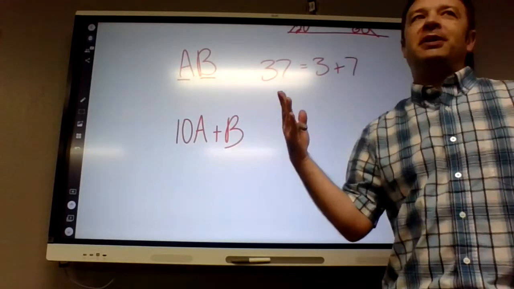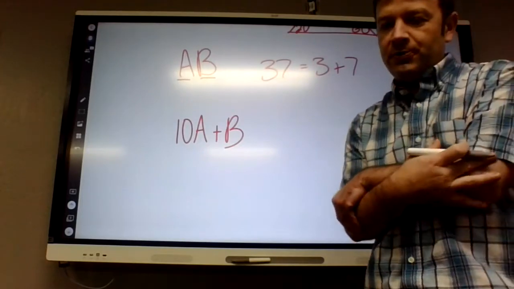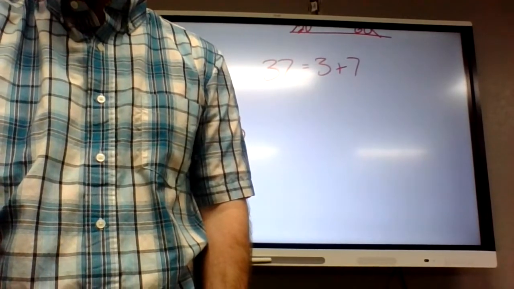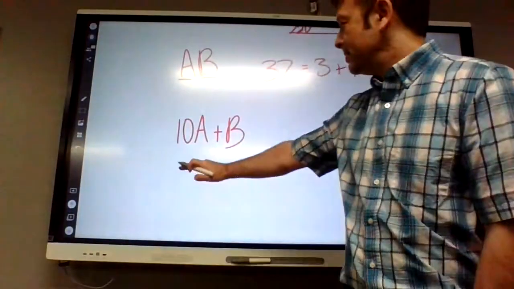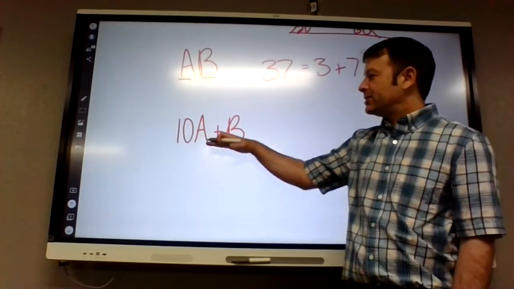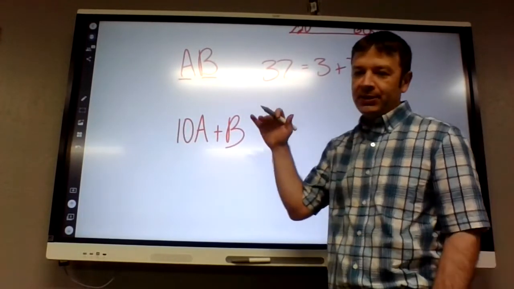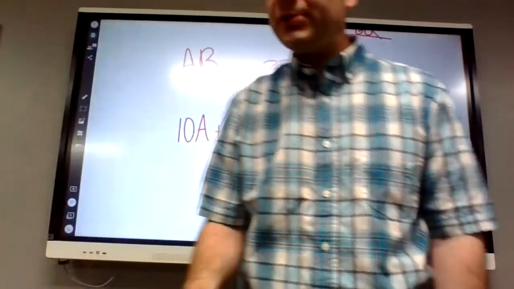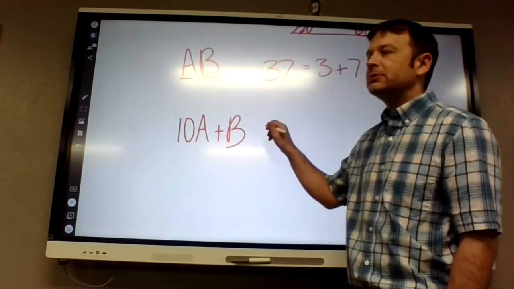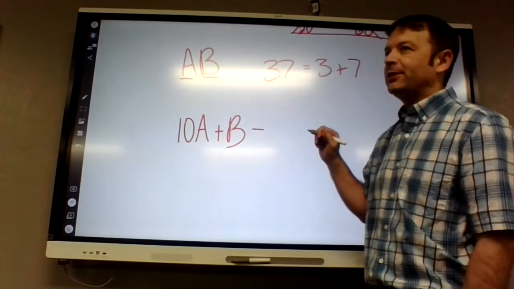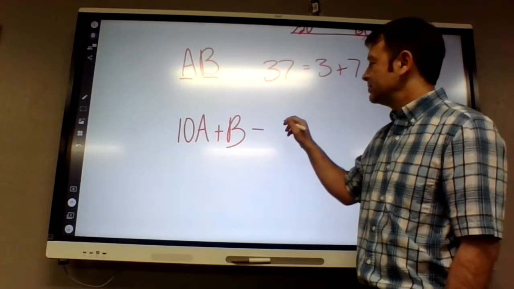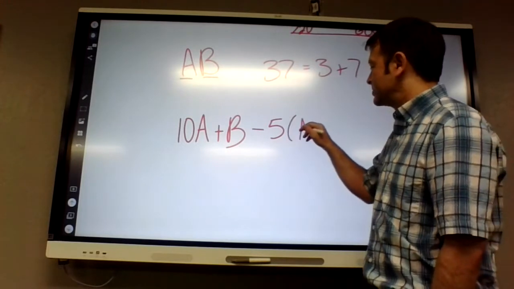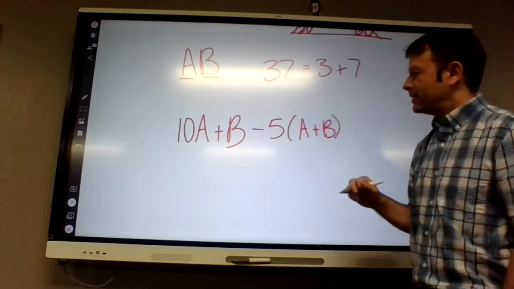A lot of times they like to say, if you switch the digits, what's the new value or something like that. So, let's keep reading. The difference between a two-digit number and 5 times the sum of the digits. What does difference mean? What's 5 times the sum of the digits? The sum is just the digits added together: 5 times A plus B.